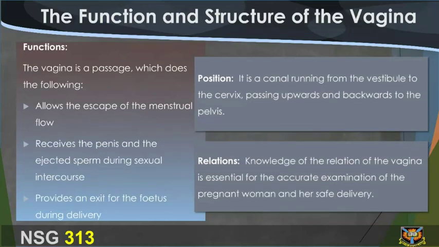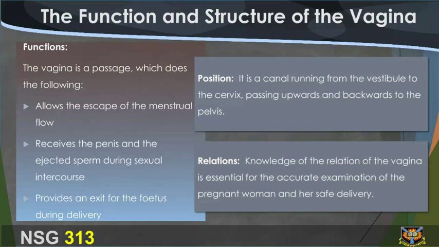The function and structure of the vagina. Functions. The vagina is a passage which does the following: allows the escape of the menstrual flow, receives the penis and the ejected sperm during sexual intercourse, provides an exit for the fetus during delivery. Position. It is a canal running from the vestibule to the uterus, passing upwards and backwards through the pelvis.